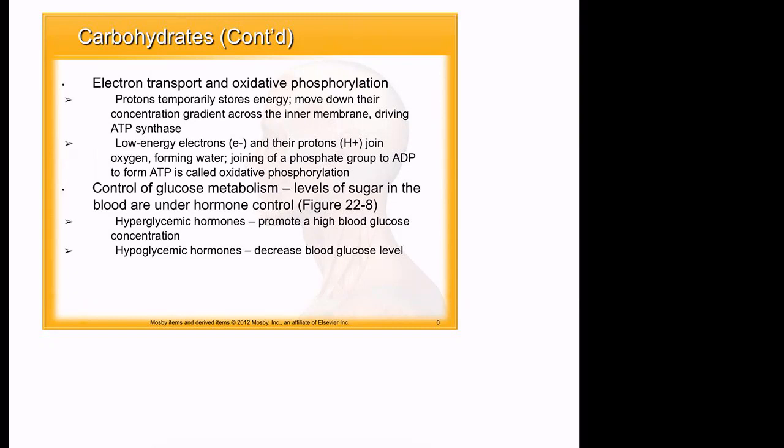And when you see these terms, hyperglycemic and hypoglycemic, you should have no problem breaking them down. Remember, emia means in the blood. Glyco means sugar. And hyper is above or more than normal, and hypo is below or deficient. So you should be able to see these terms and quickly break them down in your head and know that they're talking about high blood sugar and low blood sugar.